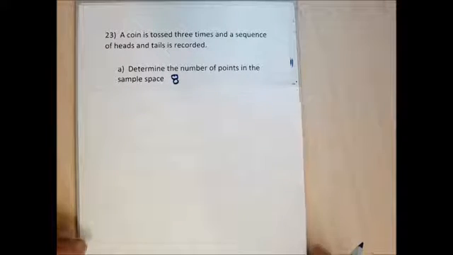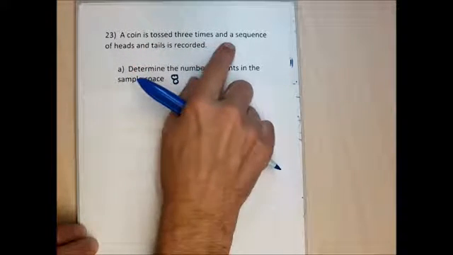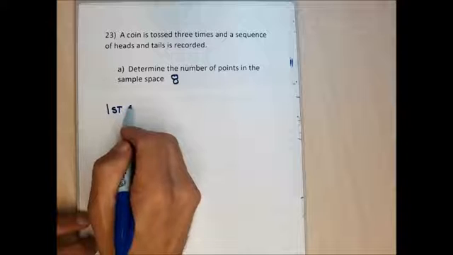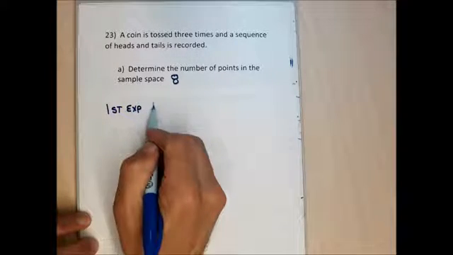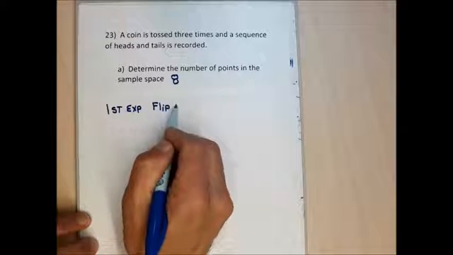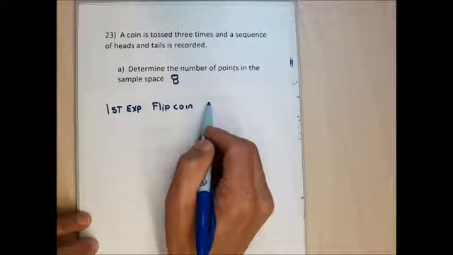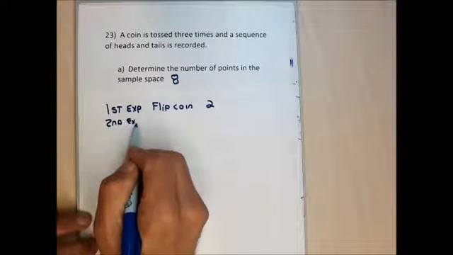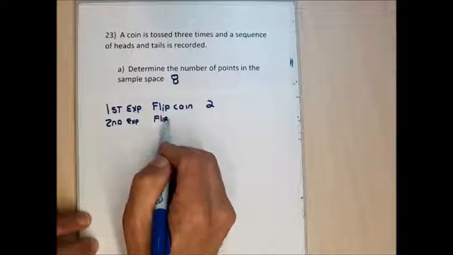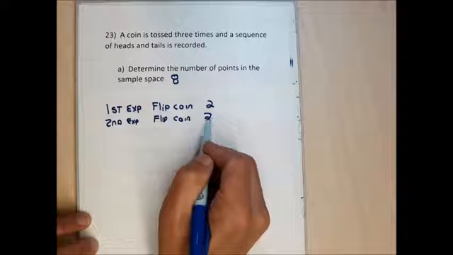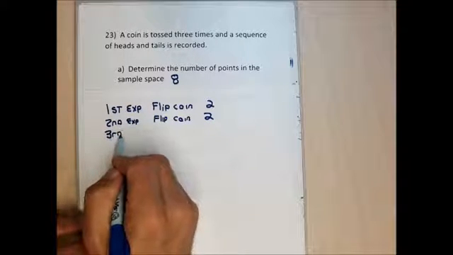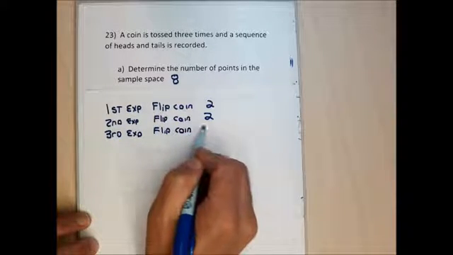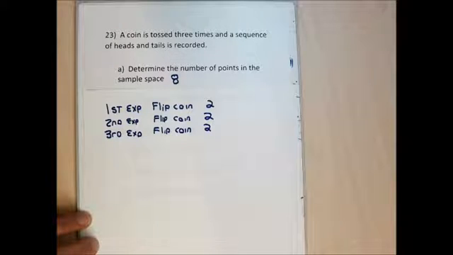So first thing, read through the problem. A coin is tossed 3 times and a sequence of heads and tails is recorded. So there's kind of 3 experiments. The first experiment is you're going to flip a coin for the first time. And there's 2 possible outcomes. It could come up a head or a tail. The second experiment is flipping a coin a second time. And there's 2 possible outcomes for the second experiment. For the third experiment, I'm going to flip a coin a third time. And there's going to be 2 possible outcomes, head or tail.